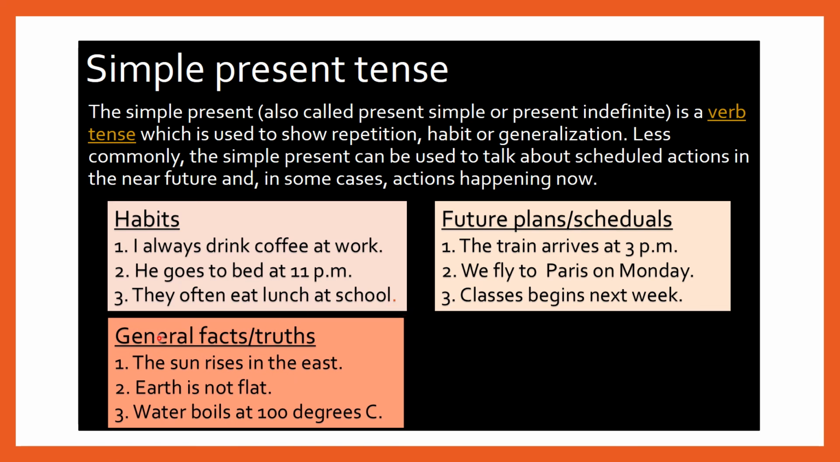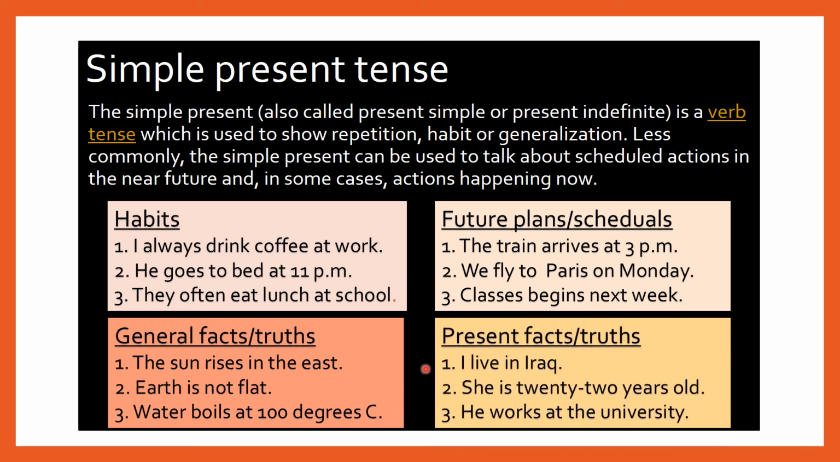We use simple present tense also to represent general facts or truths. For example, number one, the sun rises in the east. Number two, Earth is not flat. Number three, water boils at 100 degrees centigrade.